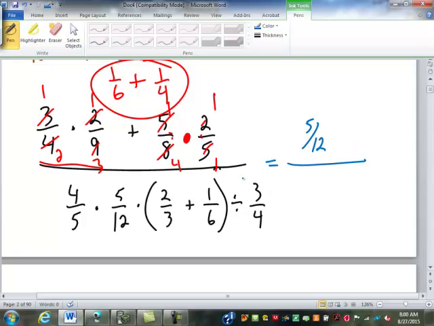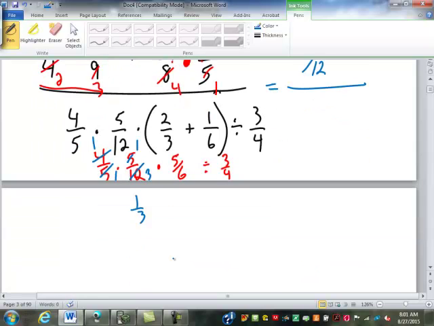On bottom, what are we going to do first? Parentheses, 2/3 plus 1/6 is 5/6. Now what? Actually, I'll take those parentheses out. I don't need them. Now what? Multiply and divide left to right. We're going to cancel out the 5s and the 4s and the 12s. You get 1 and 3. This is 1/3 times 5/6 divided by 3/4.